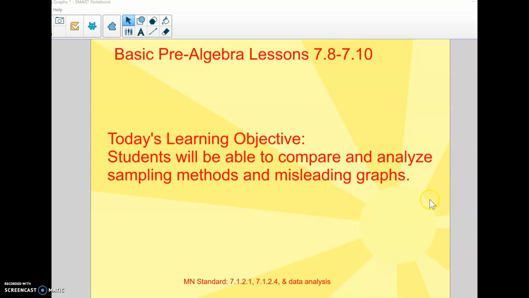So this is a lot of vocabulary. If you use the printed notes, it'd be helpful for you when you're taking tests or lesson quizzes to have that in front of you. We're going to start off with 7.8, which is on sampling methods.